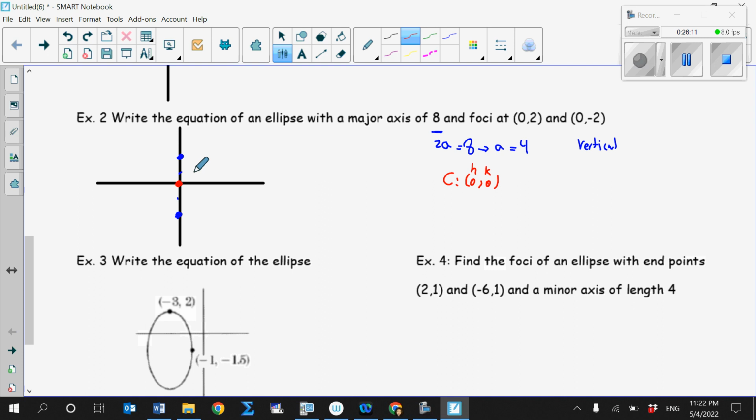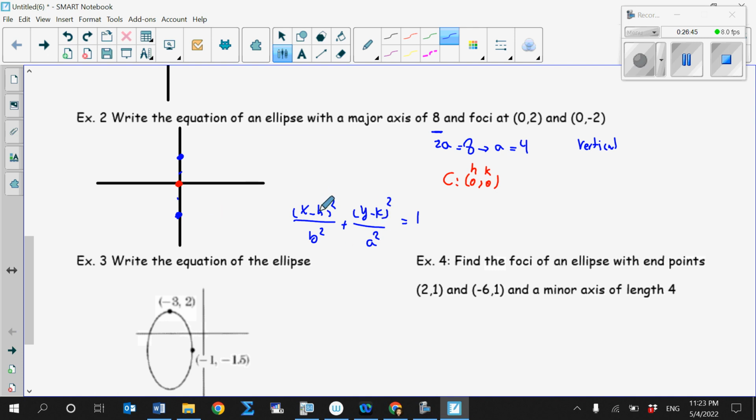Now I need to find a and b, because the equation of an ellipse looks like (x minus h) squared over a squared plus (y minus k) squared over b squared equal to 1. But where are a and b? In this case, because we have a vertical ellipse, the a is going to be here, basically under y, not under x. So this should be the equation of my ellipse.